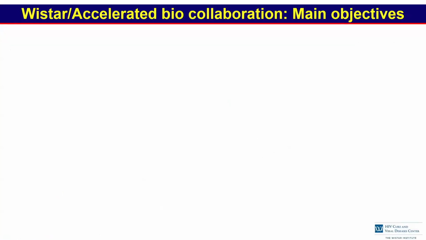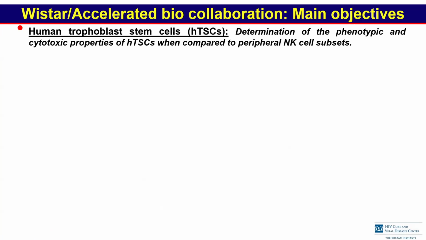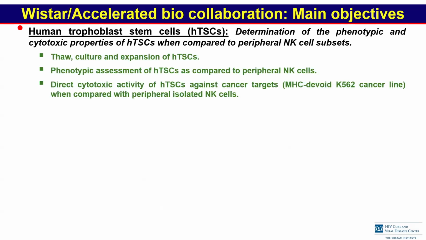So because of this work on the NK cells, we were approached by Accelerated Biosciences in order to study trophoblast cells and induced pluripotent stem cells. So for the trophoblast stem cells, we want to see if they have any phenotypic and functional cytotoxic property that is comparable to what we see in the NK cell subset. So we're asked to thaw, culture, and expand the human trophoblast stem cells, and also to do a phenotypic assessment and also measure the ability, if any, of these cells to kill target cells.